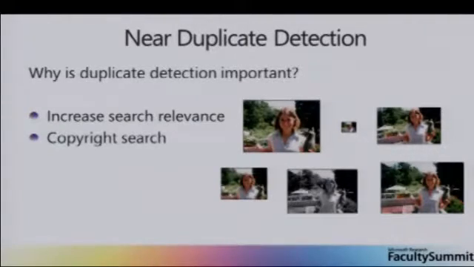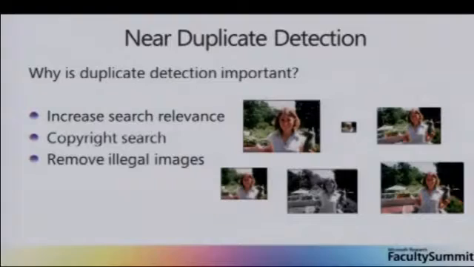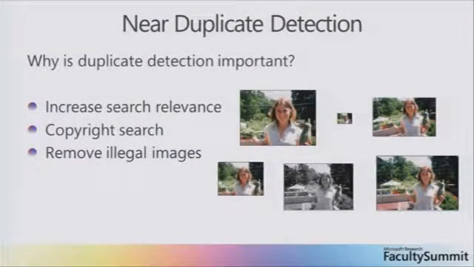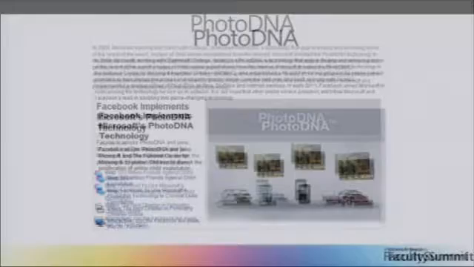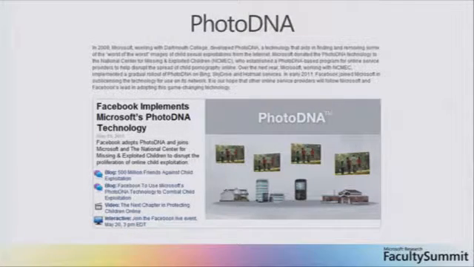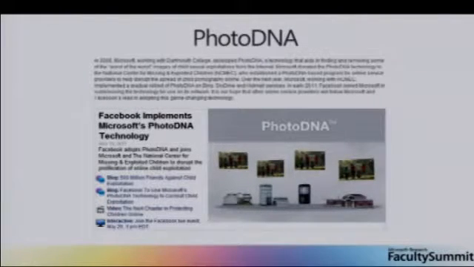Another thing is copyright search. Maybe you have some photograph and you want to make sure no one is ripping it off. The last one is removing illegal images, and a lot of you may not know what illegal images mean. Obviously, images that infringe copyright are illegal, but there's a much more pernicious set of illegal images, and these are child pornography images. So at Microsoft, Larry Zitnick worked with some researchers at Dartmouth and the National Center for Missing and Exploited Children, and he developed this technology that we license for free to anyone who wants to use it, called PhotoDNA, which will quickly find duplicates of images on the web.